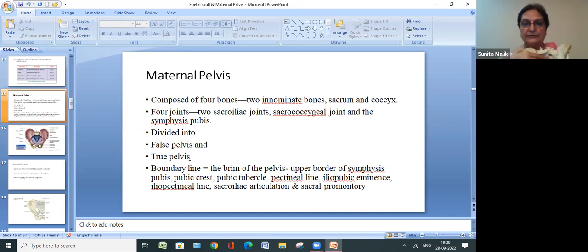So this is the brim of the pelvis. It starts from the upper border of symphysis pubis, pubic crest, pubic tubercle, pectineal line, iliopubic eminence, iliopectineal line, sacroiliac articulation, and the sacral promontory. So this is the boundary line between the true pelvis and the false pelvis.